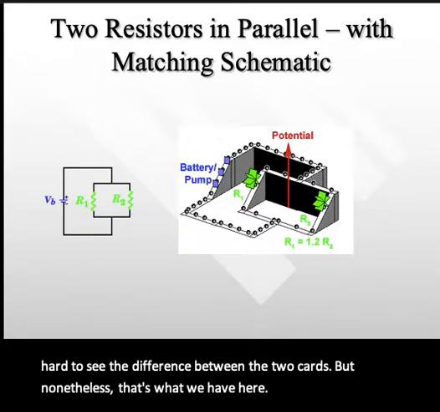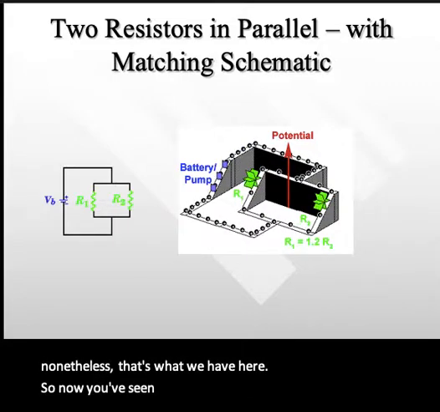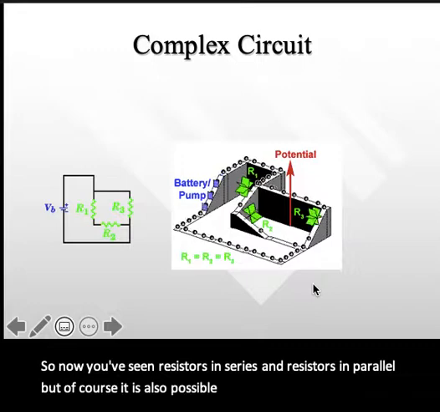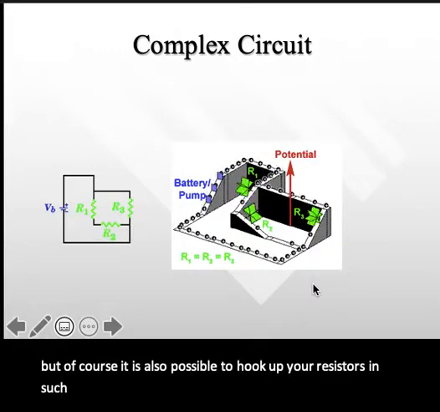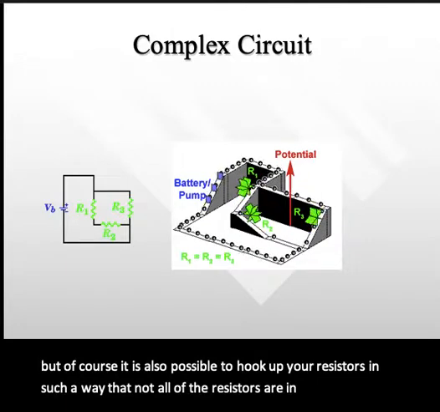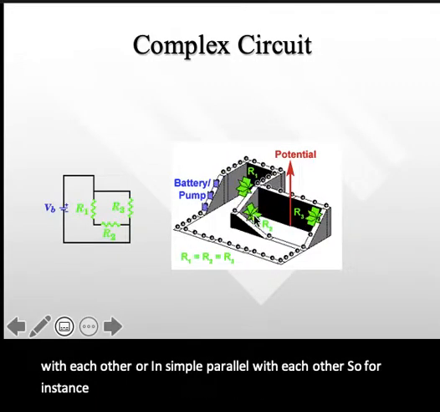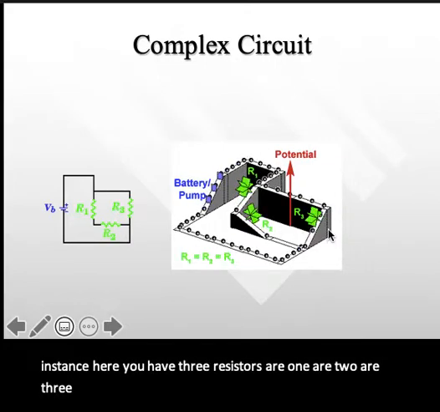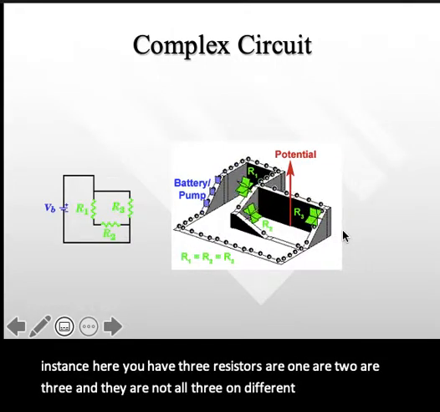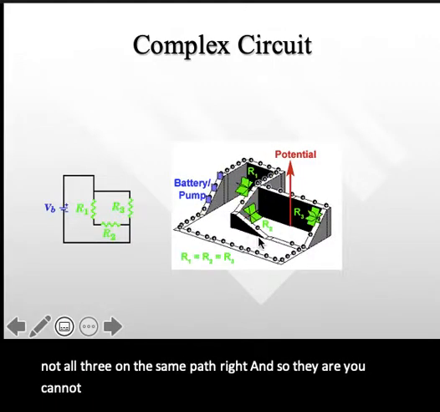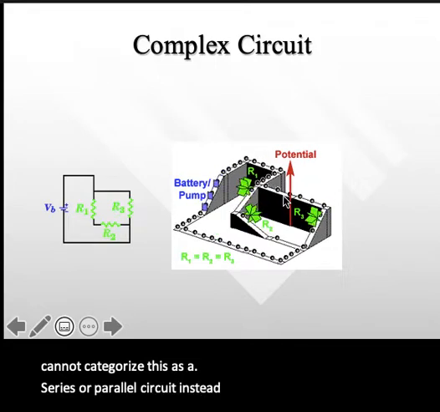So now you've seen resistors in series and resistors in parallel, but of course it is also possible to hook up your resistors in such a way that not all of the resistors are in simple series with each other or in simple parallel with each other. So for instance, here you have 3 resistors, R1, R2, and R3, and they are not all 3 on different paths, and they are not all 3 on the same path, right? And so you cannot categorize this as a series or parallel circuit. Instead, it's a combo or a complex circuit, right?